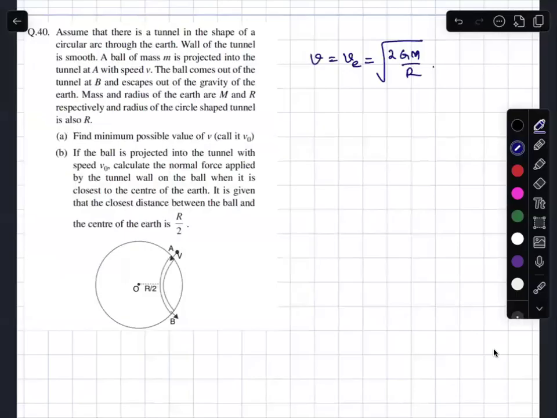Now, if the ball is projected into the tunnel with speed v0, calculate the normal force applied by the tunnel on the ball when it is closest to the center of the earth. It is given that the closest distance between the ball and the center of the earth is r by 2. You should care that the radius of the circle is also r.